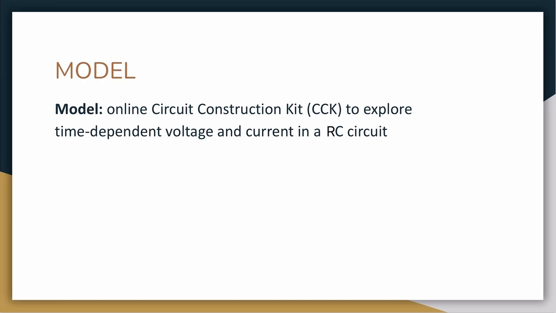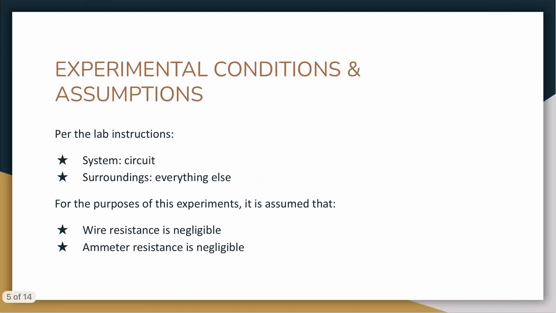For this model, we will use an online circuit construction kit to explore time-dependent voltage and current in an RC circuit. Per the lab instructions, the system is going to be the circuit and surroundings are going to be everything else. For the purposes of this experiment, it is assumed that wire resistance and emitter resistance is negligible.